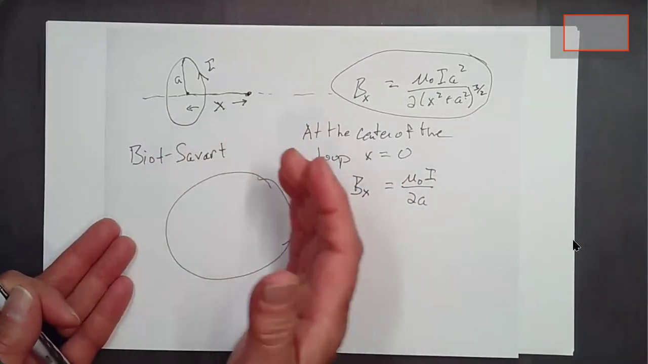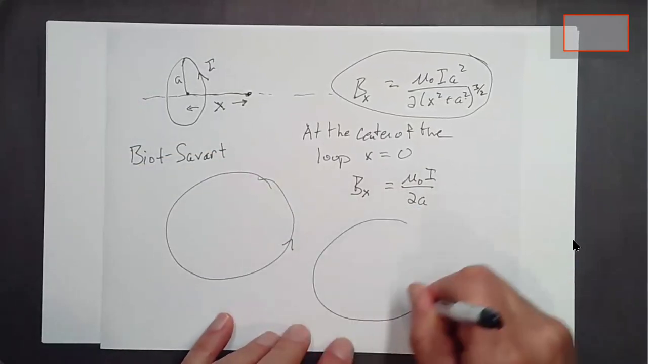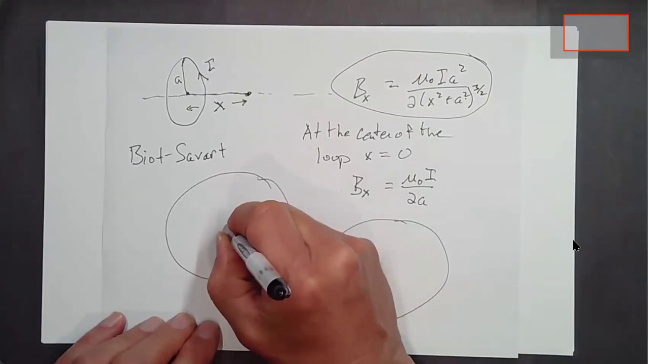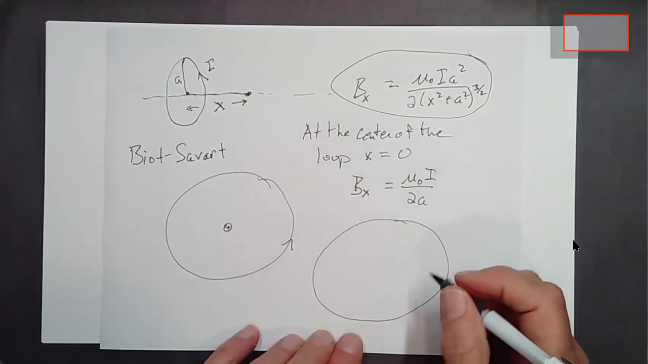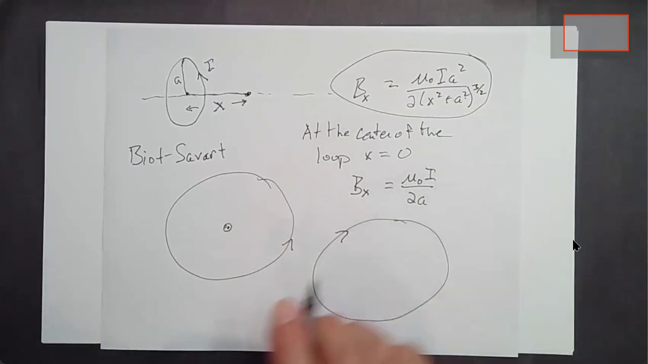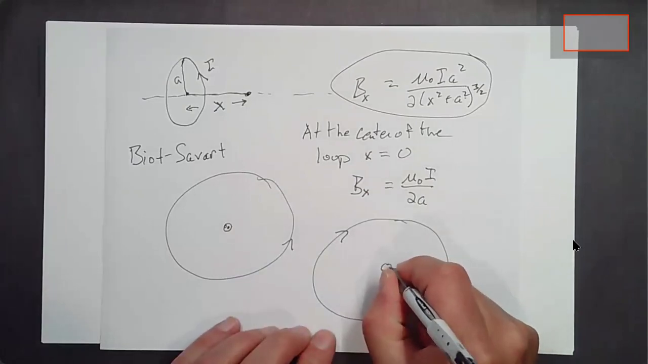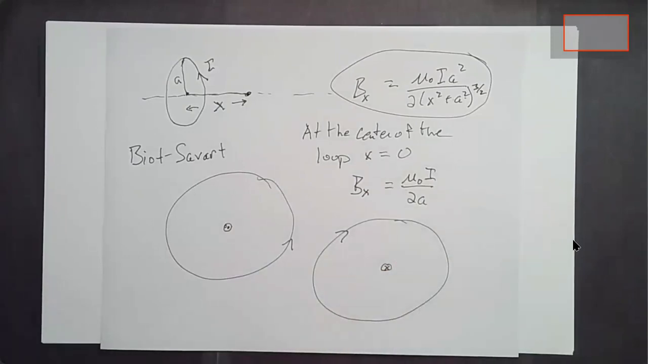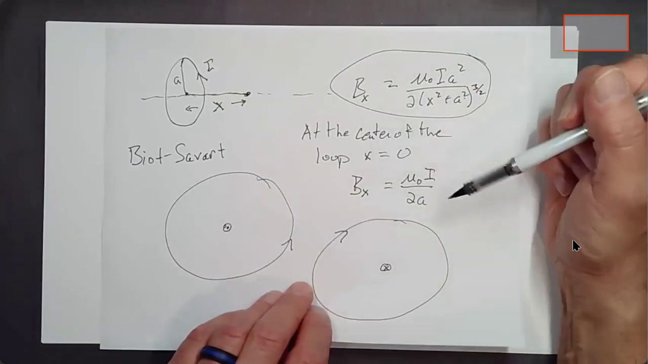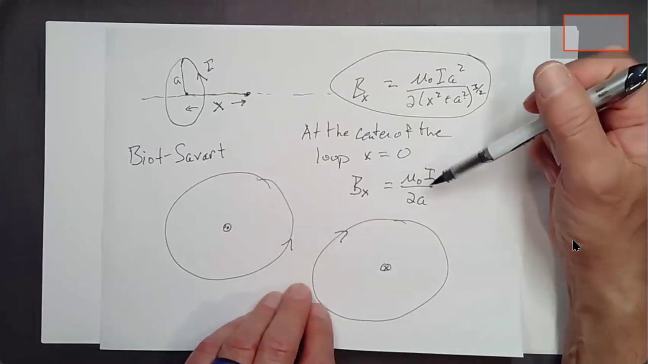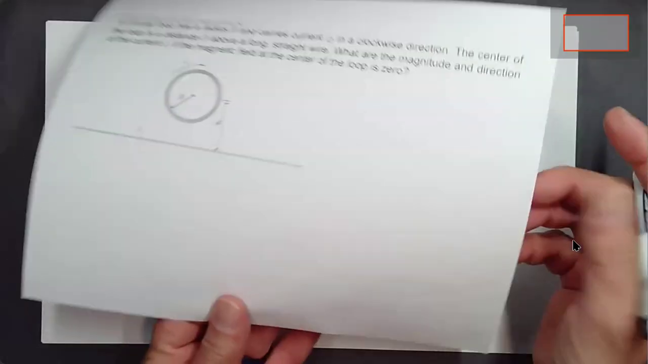If the current goes in that direction, the field goes in that direction. If the current is clockwise, let's see, this would be a field coming out of the page. If the current is clockwise like this, the field would be into the page. Yet another use of the right hand, and we'll run into at least one more in this unit on magnetism. So let's put that to work here.